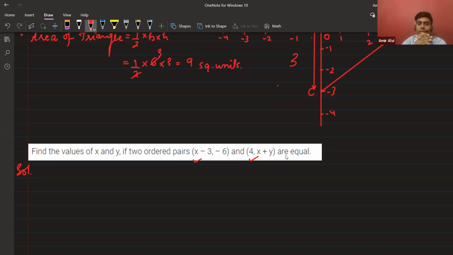Okay, no issues. I am saying that two pairs are equal. So how to find out the value of x and y? No multiplication. Now, Simrat, tell me. If it's saying the ordered pairs are equal, can you equate the x-axis of this term and x-axis of this term, y-axis of this term and y-axis of this term? X minus 3 is equal to 4. Is this right or wrong?